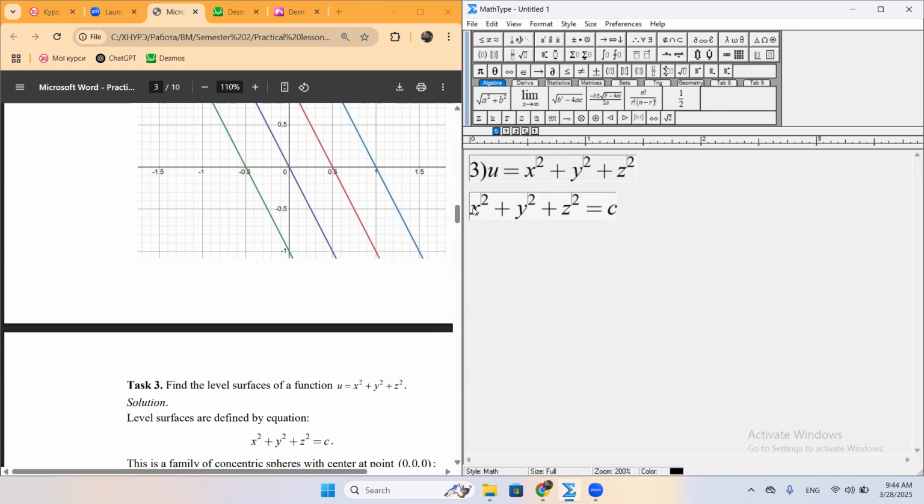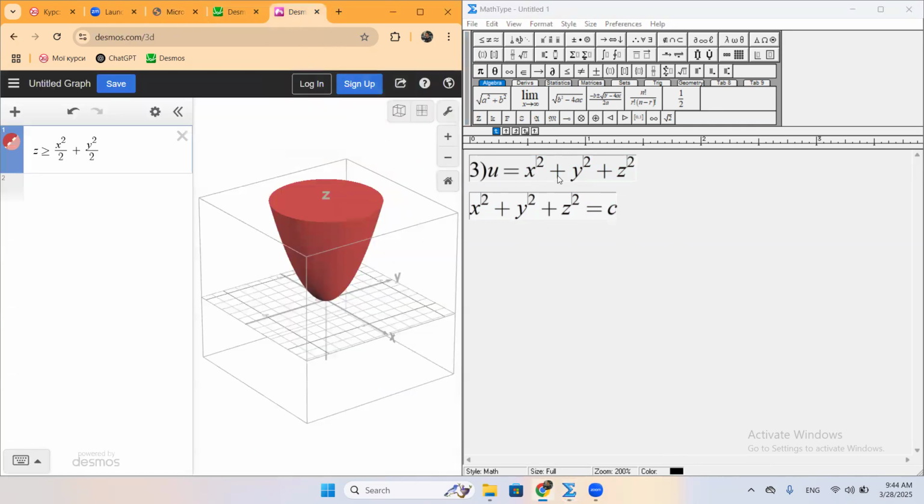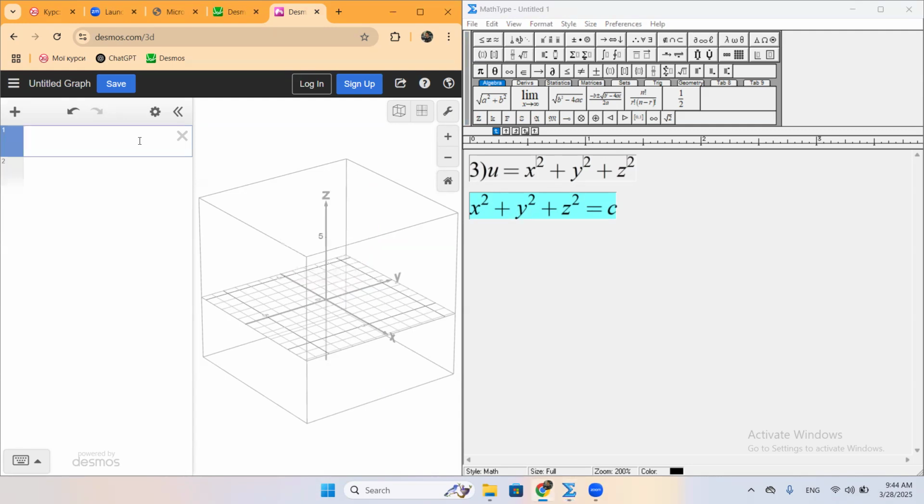They can be found from the following equation. These are surfaces for which the value of the function equals c. And as we can see, this equation is similar to the equation of the sphere. By the way, this is really the equation of the sphere.